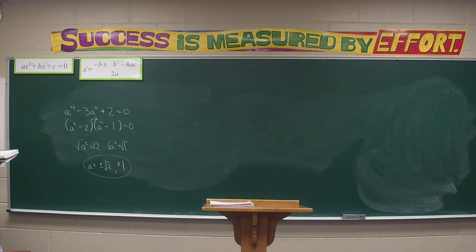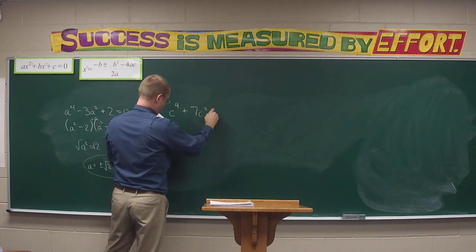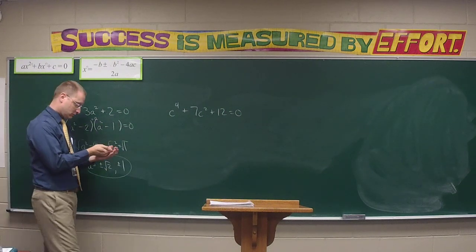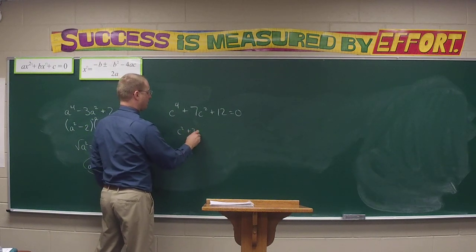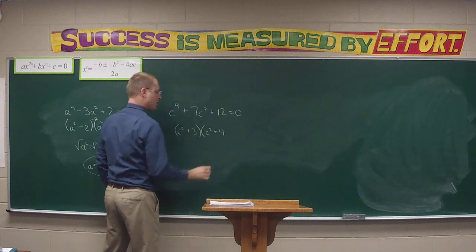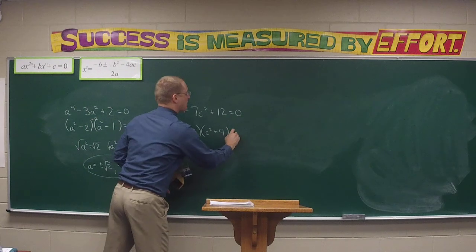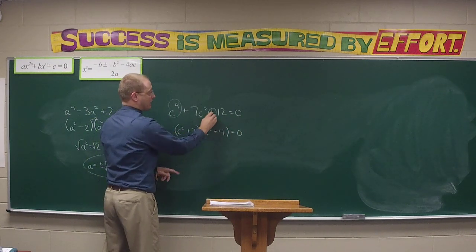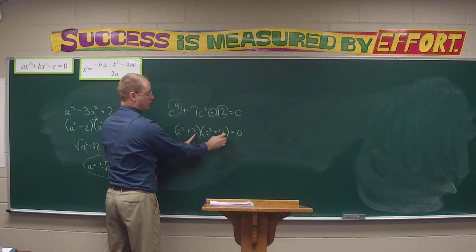Well, number 1. Number 2, very similar problem. Genesis, we've got c to the 4th, positive 7c squared, positive 12 is equal to 0. What do we do? C squared plus 3, c squared plus 4. Did you say plus 3c? Well, keep in mind, the c to the 4th, that's c squared times c squared. The positive sign tells me both signs positive. All I'm splitting is the 12, so it's just 3 and 4.